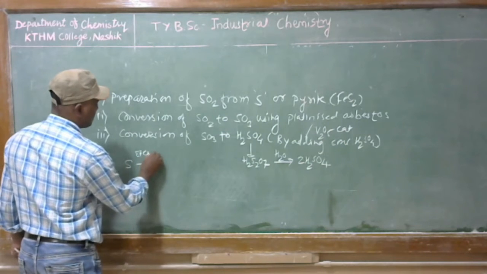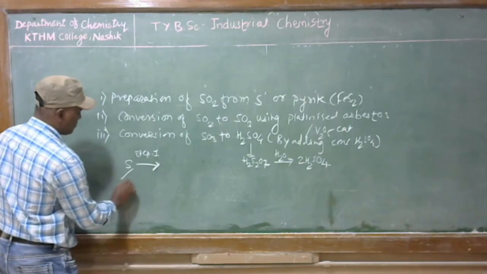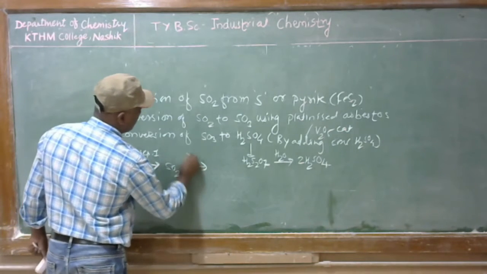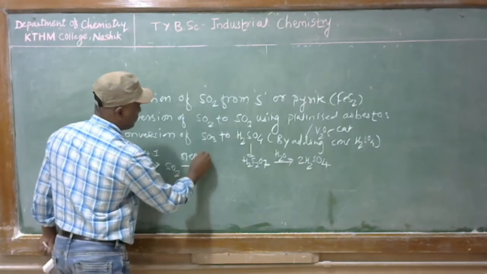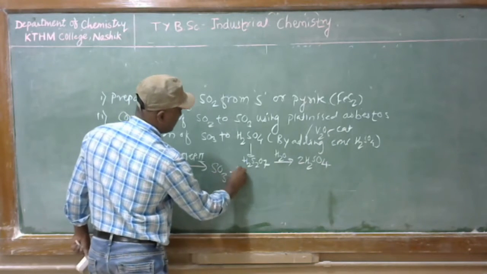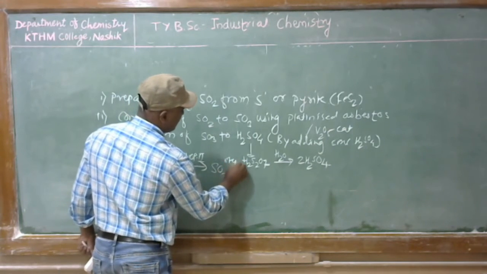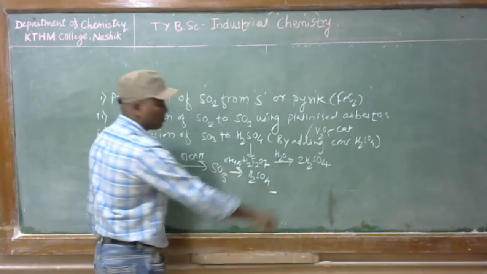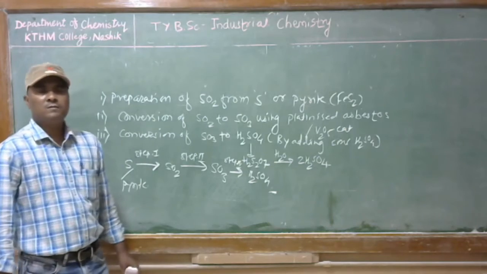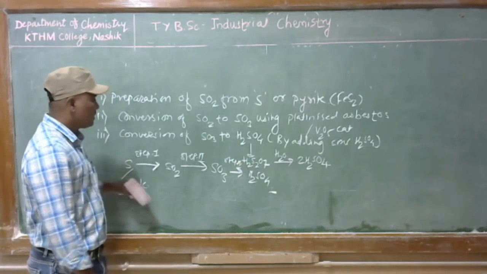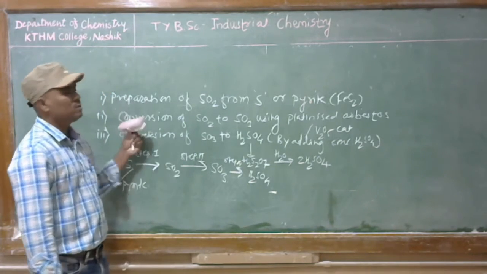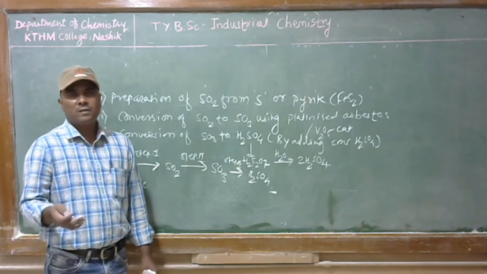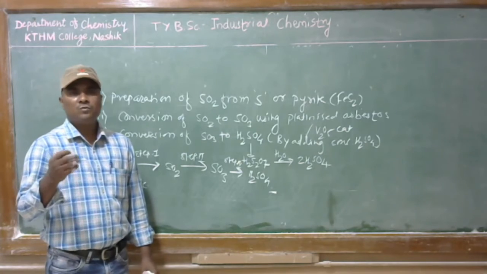Essentially it works like this: from sulfur or pyrite, we get SO2. Step 2, it gives SO3. Step 3, it gives H2SO4. Fine. So basically this way the reaction takes place, and these are the steps involved in the contact process. The contact process is again mainly divided into 5 parts.